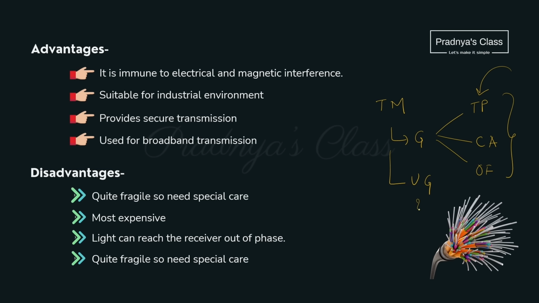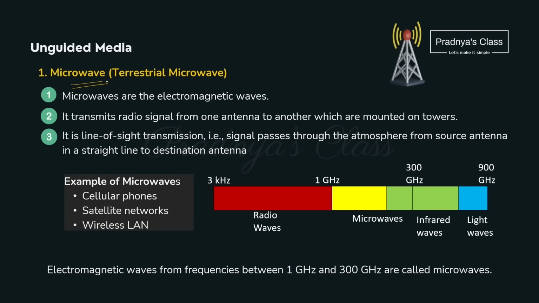Then what about unguided media? In this, there will be no direct cable between the devices. So for that we can use microwave. We are already familiar with this. We use this in smartphones, in satellites and wireless LAN. In that case, to pass the signal we use an antenna which will be mounted on a tower.